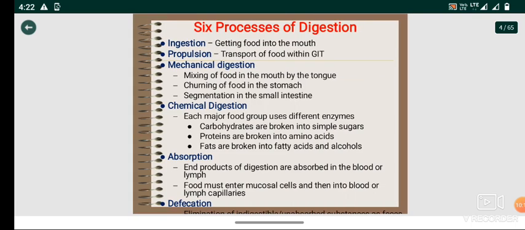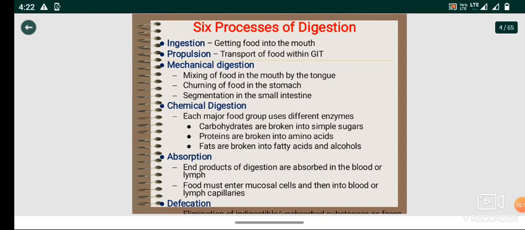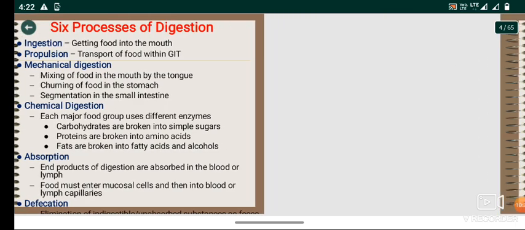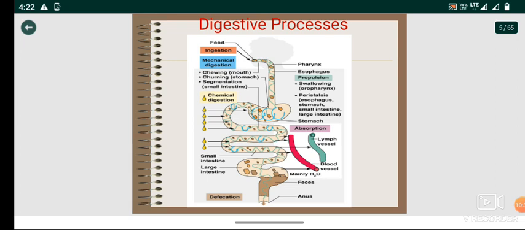Now the next part is defecation, that is the elimination of the undigested food. The part that remains undigested, the remnant after chemical digestion, has to be excreted out from the body, and this process is known as defecation. So these are the 6 processes of digestion.